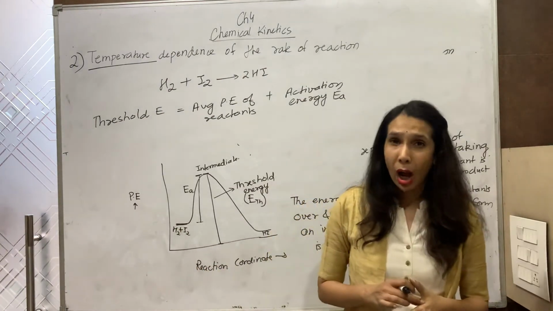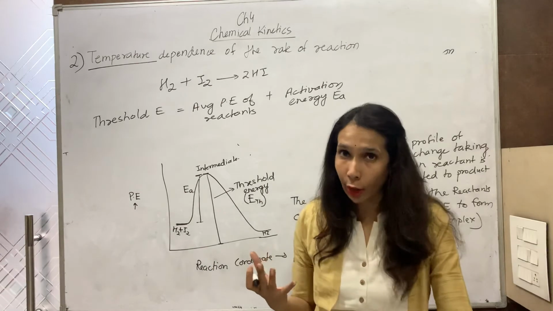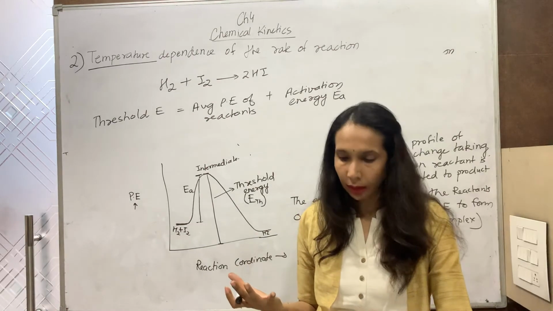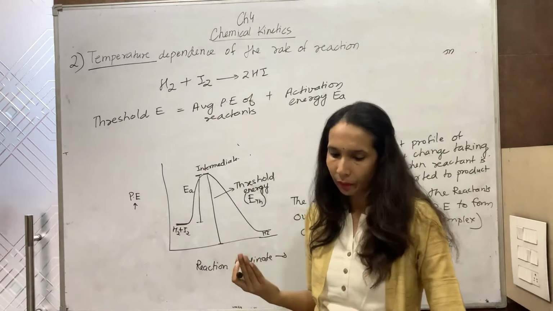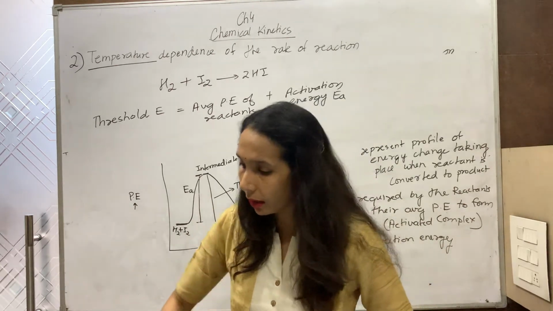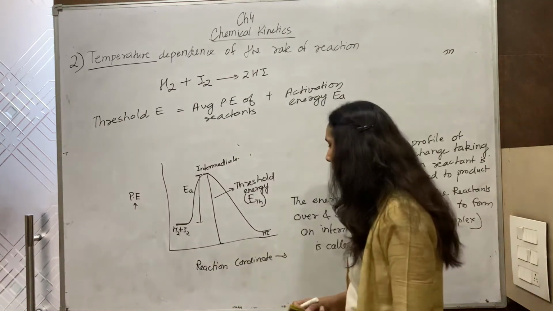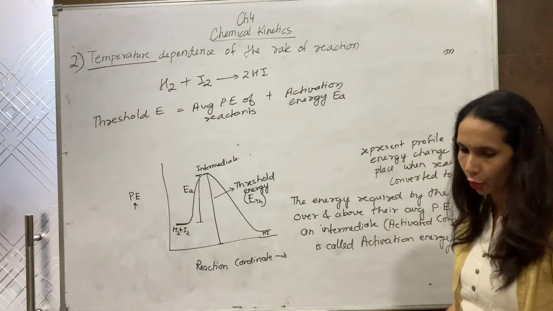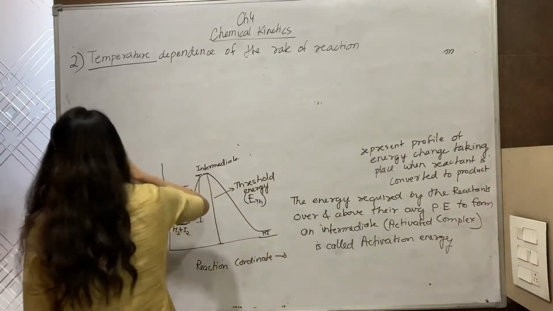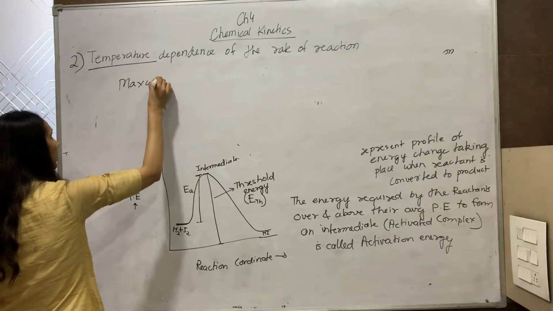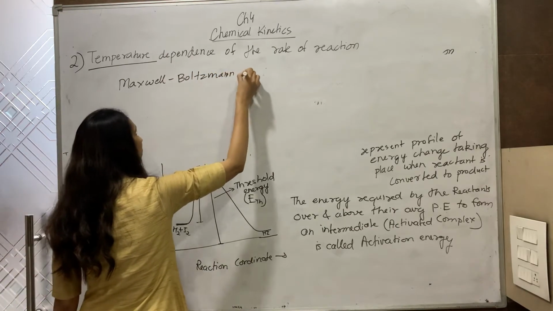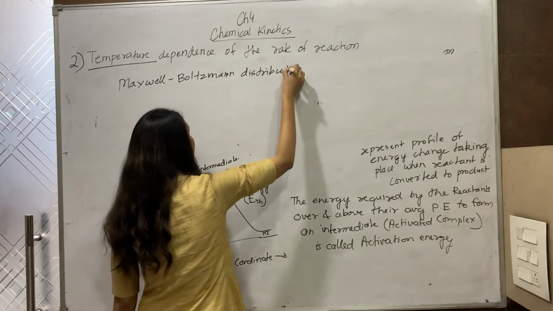Now to find out how the activation energy for a particular reaction depends upon temperature, a study was done by the scientists Boltzmann and Maxwell. So let us see the study done by Maxwell and Boltzmann. This we have done, what is activation energy. So it is a part of this only. So we are doing Maxwell-Boltzmann distribution of kinetic energy.